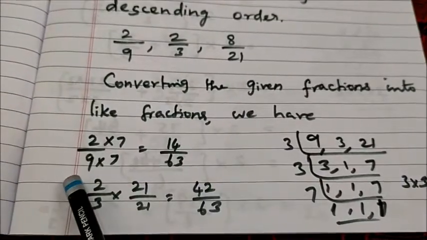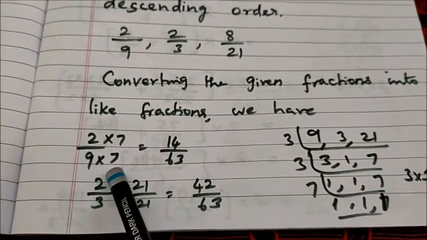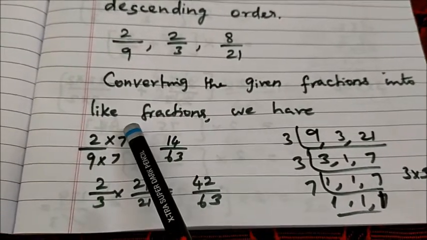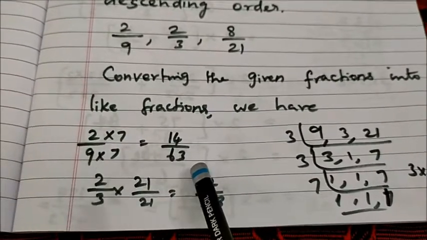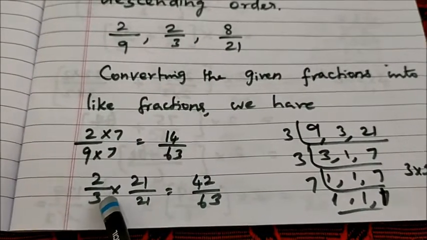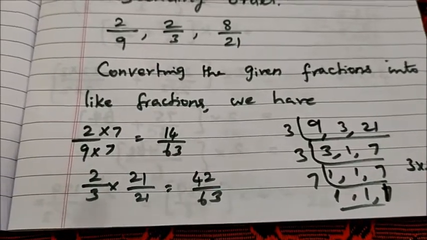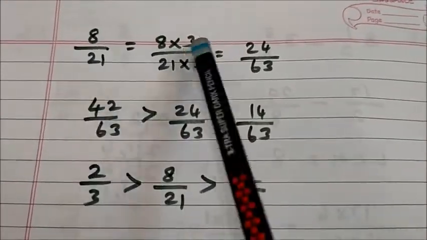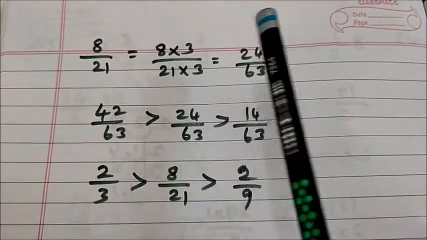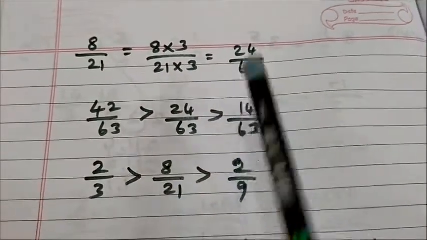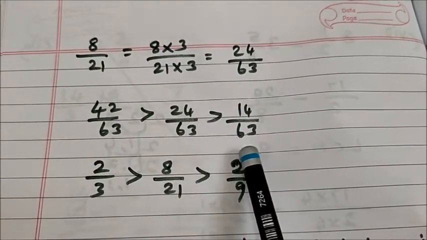So 2 by 9. Which number multiplied with 9 gives 63? 7. So not only the denominator, the numerator also we should multiply with 7. So 7 2s are 14, 9 7s are 63. Also 2 by 3: 3 into 21 is 63, so 2 into 21 is 42. So 8 by 21: 21 3s are 63, so we multiply numerator and denominator by 3. So 24 by 63. Again 42 by 63, 24 by 63, 14 by 63.